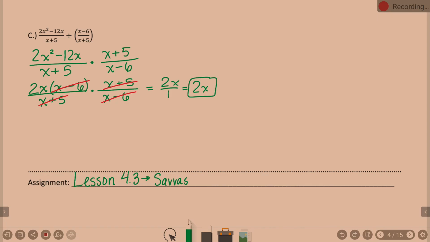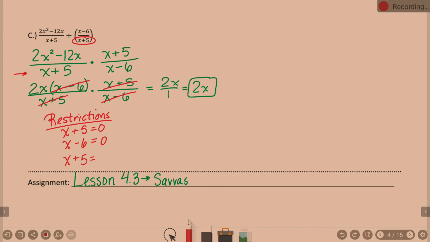What about restrictions? Factor denominators, so x plus 5 equals 0, x minus 6 equals 0. What else do I need to consider? x plus 5. Yeah, what was originally in that denominator? x plus 5.